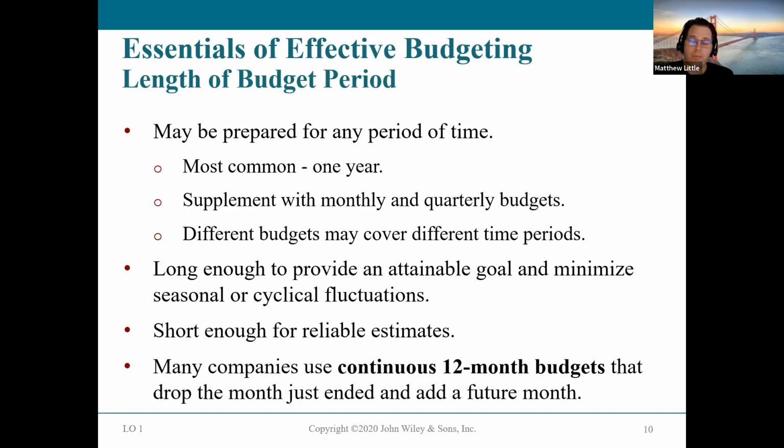And as I said earlier, most common budgets are 1 year. Very often you'll have a monthly or quarterly budget, so you can manage it on a regular frequency. And you might have different budgets for different time periods. So maybe April, May, June are busy months, but maybe January, February, March are not. So you can have different budgets for different time periods.